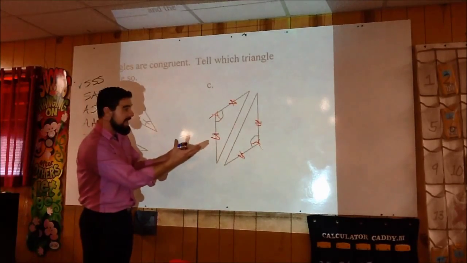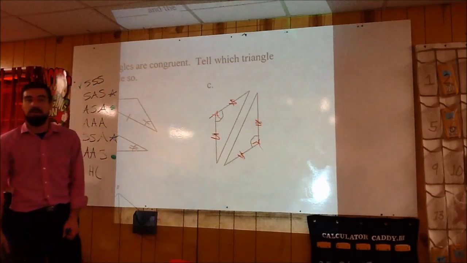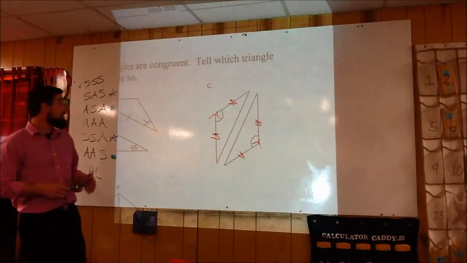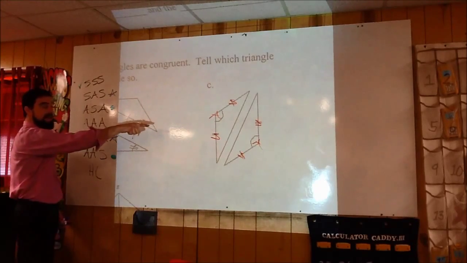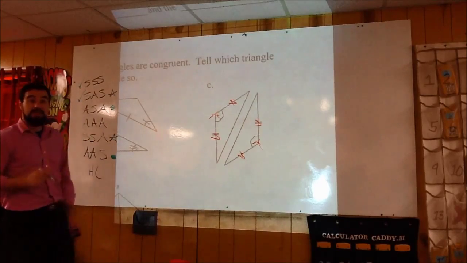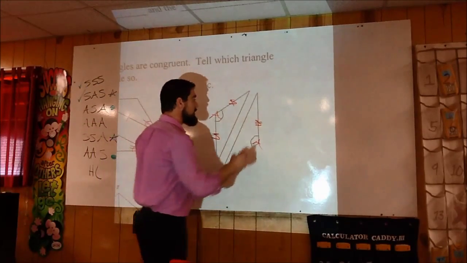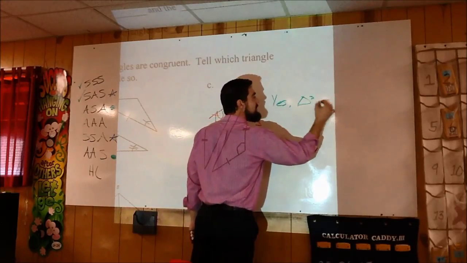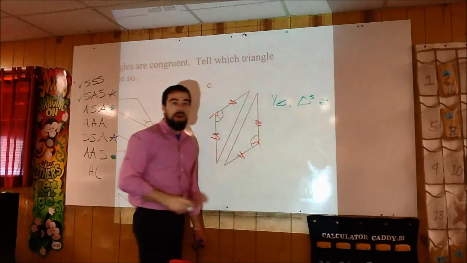And so for this case, where's the angle located? It's in between the two sides. It is the included angle. So that's how you would know that for this problem, you would use side-angle-side. Side-angle-side does prove that triangles are congruent. And so on a test or a quiz, you would write, yes, the triangles are congruent.